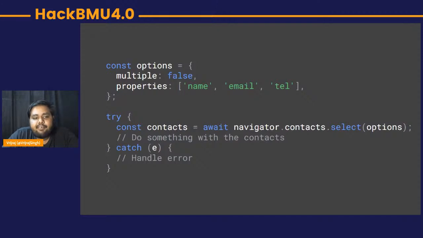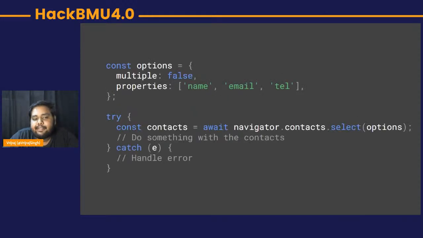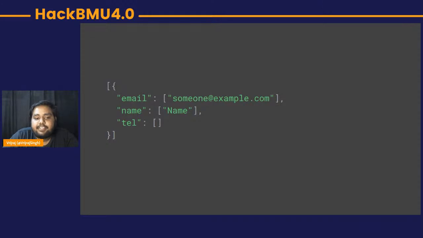And this is an example of the Contact Picker API. We have an options object. Right now, multiple is false, meaning only one contact will be shared with the website. And there is a property: I need email, name, and telephone number, and that's it. If you say multiple is equal to true, you can share multiple contacts from the contact directory with the help of these APIs.